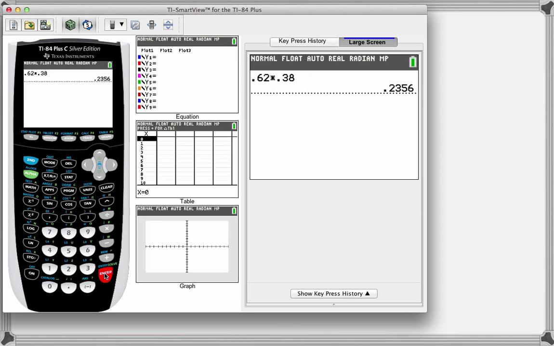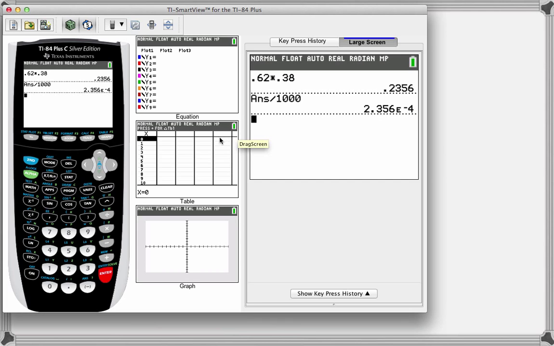Now I need to divide that. Go ahead and divide that answer by 1,000, and then hit enter. Now you get a very small decimal, and it's written, however you want to say it, in scientific notation.